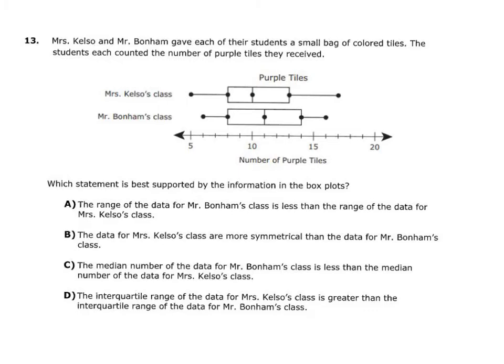So the range of the data for Mr. Bohem's class is less than the range of the data for Mrs. Kelso's. So the data for Mr. Bohem is 16 minus 6, so that's 10. And then for Mrs. Kelso is 17 minus 5, and that's 12. So the range 10 is less than 12, so that would be true. Okay, let's look at letter B.